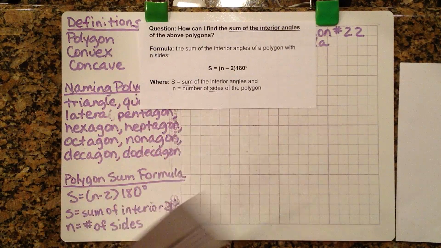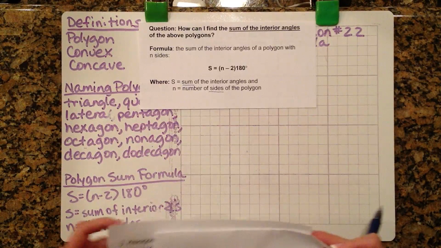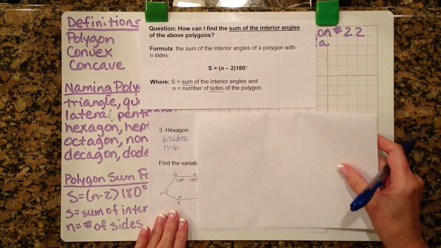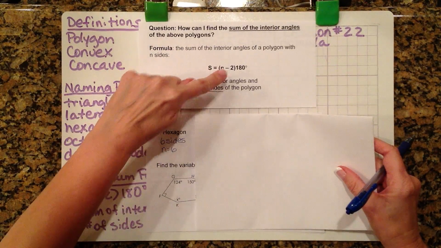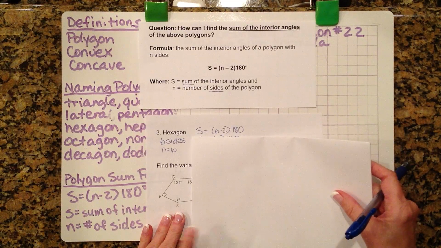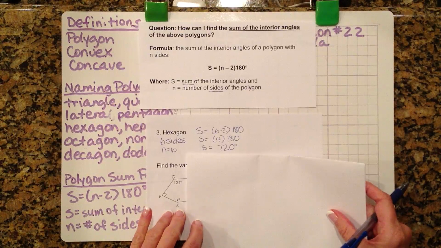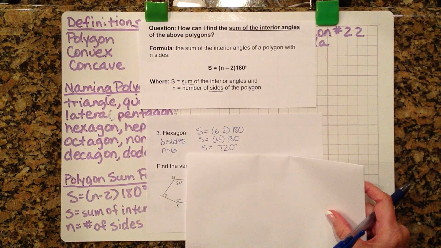Okay, we have 2 more examples. Let's look at a hexagon. How many sides is a hexagon? Think about that. It's going to be 6. 6 sides, so n is 6. So I'm going to put 6 right there. So 6 minus 2 times 180, which is 4 times 180, and it's 720. So try to memorize: 6 sides is 720.